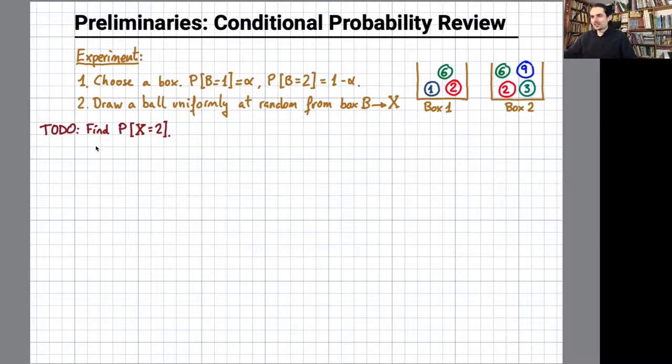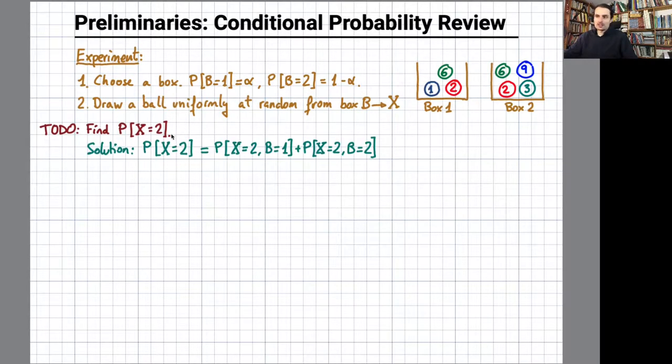This is a standard problem in probability theory where we are given the probabilities of some events, and we are requested the probability of another event, right? And the way to solve these problems is by expressing the event whose probability we are requested in terms of the events whose probability is given.